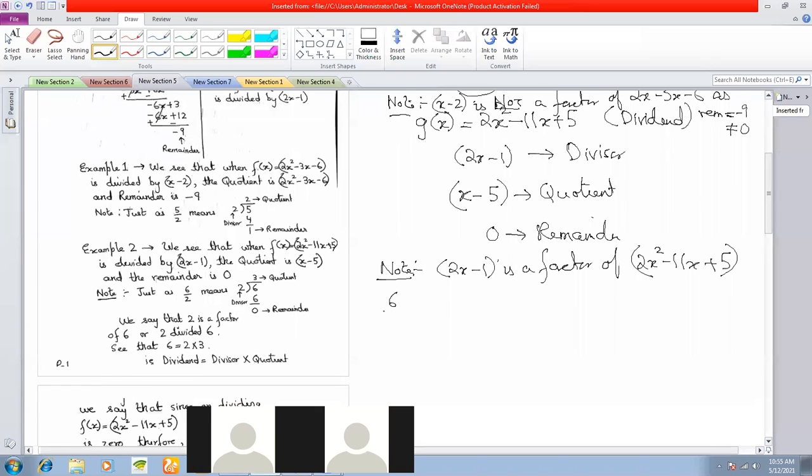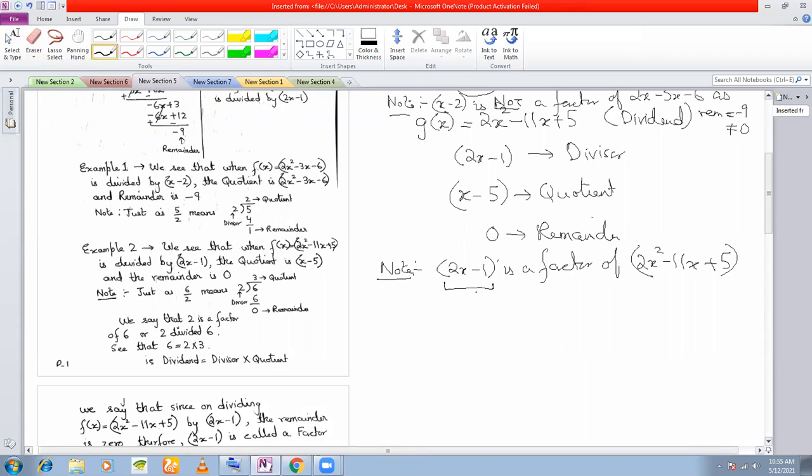I told you that once I know that 2 is a factor of 6, I divide 6 by 2 to get 3, so I get 3 as the other factor. In this case, 2x minus 1 is a factor of 2x square minus 11x plus 5, right? How do I get the other factor?